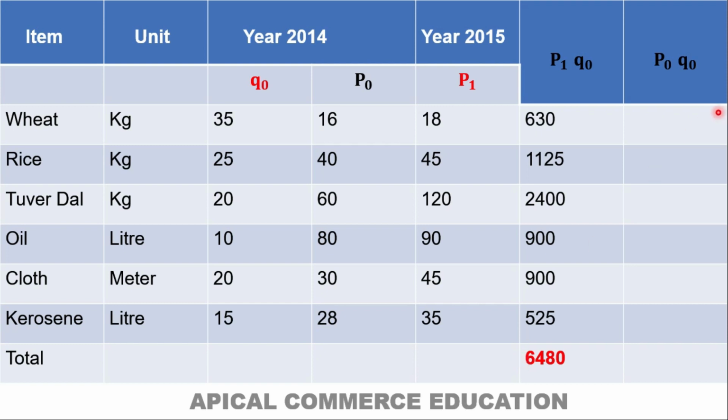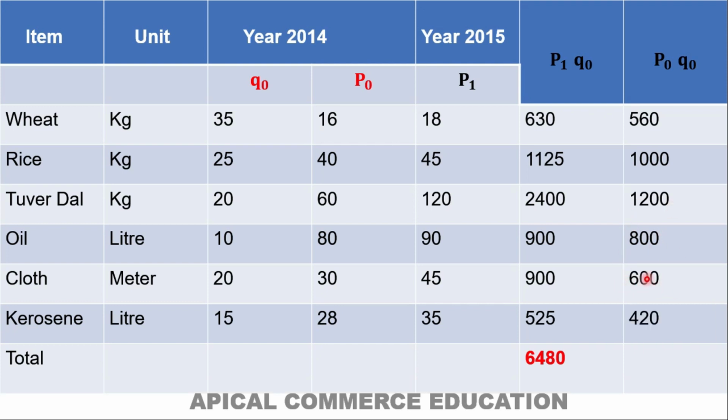Now let's calculate P0 Q0. 35 into 16 will give us 560. 25 into 40 will give us 1000. 20 into 60 will give us 1200. 10 into 80 will give us 800. 20 into 30 will give us 600. And 15 into 28 will give us 420. So now let's do the totaling of P0 Q0. We get sigma P0 Q0 as 4580.